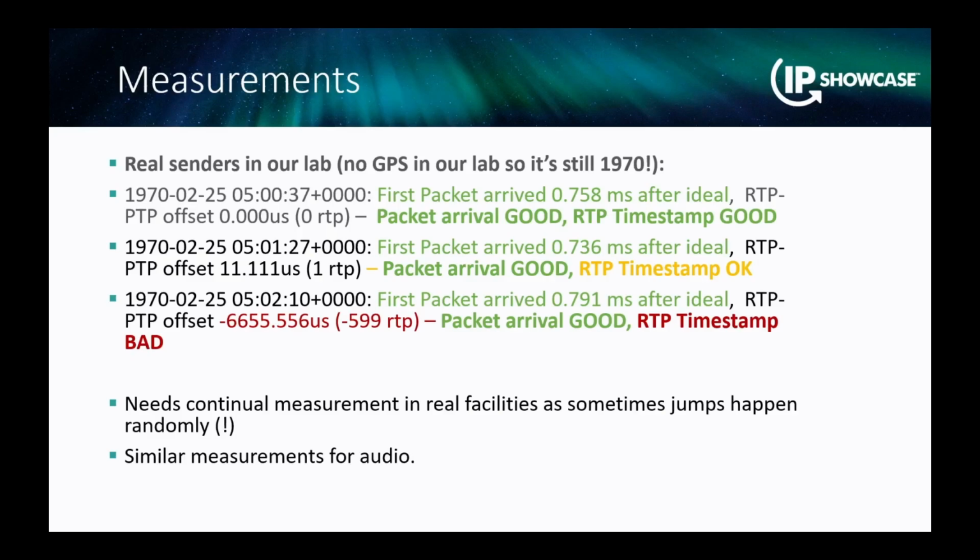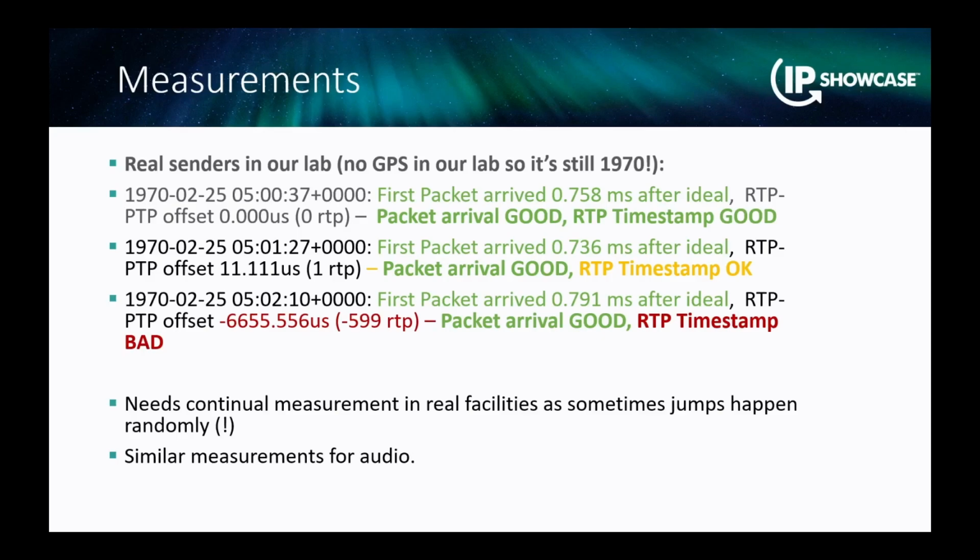So the second sender is interesting. Its first packets also arrived reasonably on time. Its RTP timestamp is also okay. It's one. So the middle column shows that we're one RTP clock tick out.